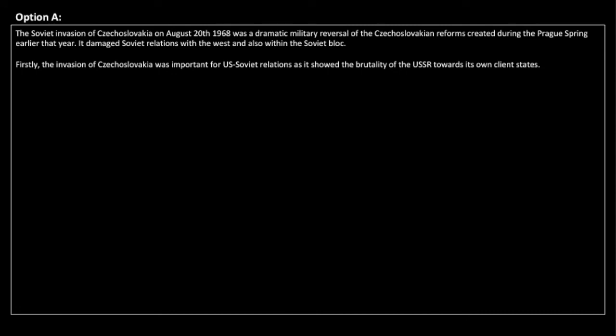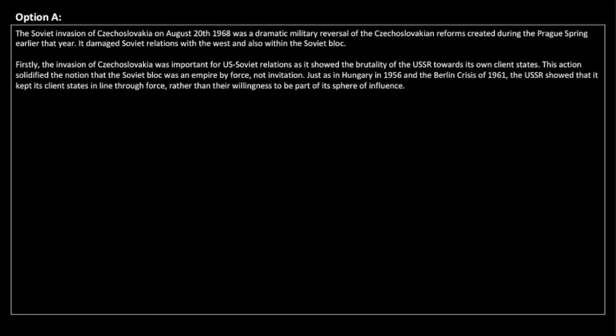Firstly, the invasion of Czechoslovakia was important for US-Soviet relations as it showed the brutality of the USSR towards its own client states. This action solidified the notion that the Soviet bloc was an empire by force, not invitation. Just as in Hungary in 1956 and in the Berlin Crisis of 1961, the USSR showed that it kept its client states in line through force, rather than their willingness to be part of its sphere of influence.